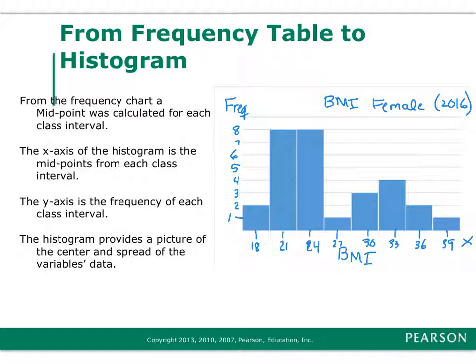The x-axis of the histogram is the midpoints from each class interval. The y-axis is the frequency of each class interval. And the histogram provides a picture of the center and the spread of the variable's data set. So in this particular case, you see the most frequent of the BMIs is between 20 and 21, right? There's also a small number of BMIs at the higher range, 30 to 36, that are also kind of showing up in the data set.